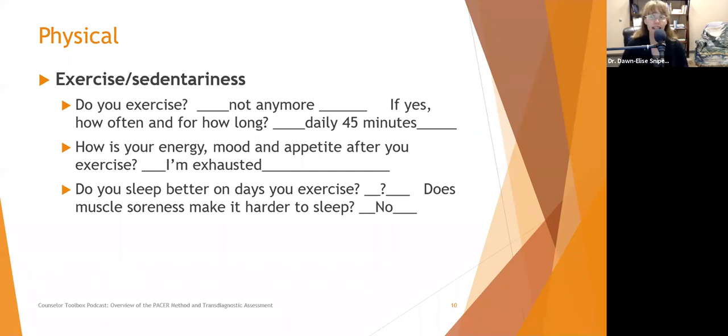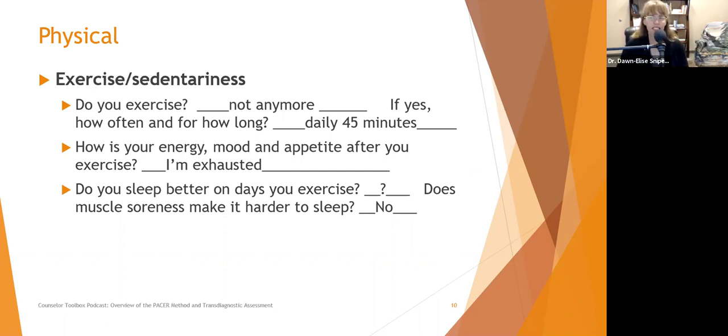And right now he says, if I do anything, I'm exhausted. If I walk down to check the mail and back, I'm exhausted. Do you sleep better on days that you exercise? He said, I don't know. Over the past couple of months, I haven't been exercising much. When he was exercising and he was in a better place emotionally and cognitively, maybe he slept better, but he can't really remember. And this is not uncommon with a lot of clients, looking back retrospectively 2 months ago to not have an answer. That's okay. We'll take what we can get.